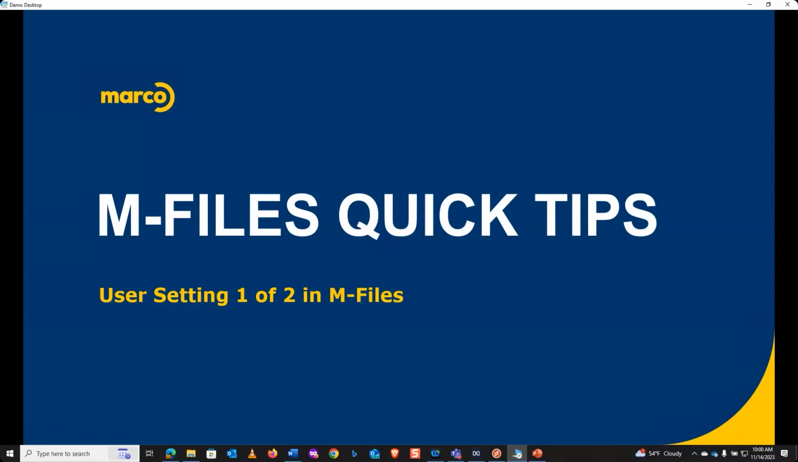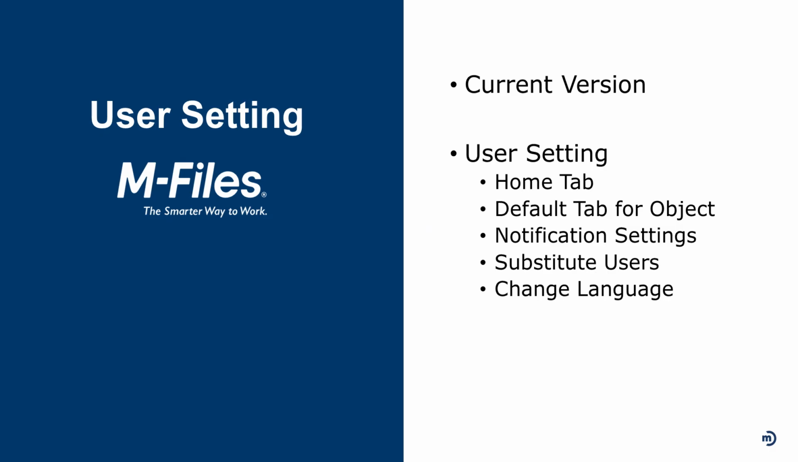In this session, we're going to be talking about user settings. Now, this is a two-part session, and today we'll be covering part one of a two-part series. What are we going to be talking about? We're going to be talking about figuring out if you have the current version of M-Files, where you can go to find that. Then we're going to take a look at some of the user settings.